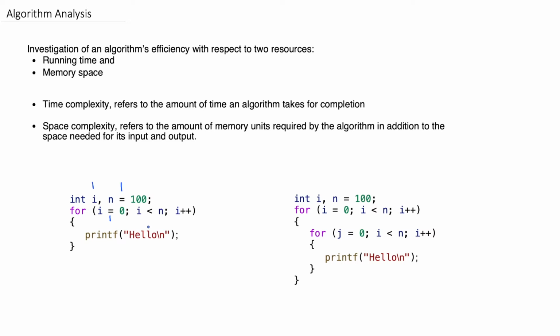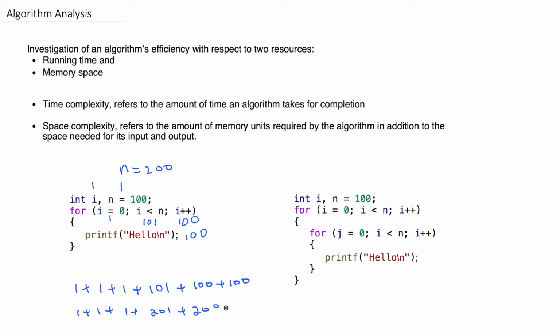So when you analyze this algorithm, you can see that this will be running around 101 times, and this will be running 100 times, and this statement will be executing 100 times. If you calculate the total time, it will be 1 plus 1 plus 1 plus 101 plus 100 plus 100. Suppose that I'm changing the value of my input. Let's say n is equal to 200. Then the new time for the completion of this program segment will be 1 plus 1 plus 1 plus 201 plus 200 plus 200.